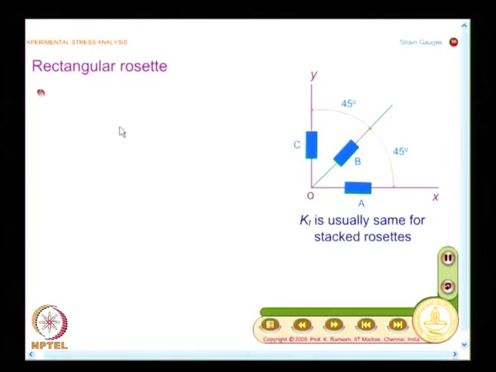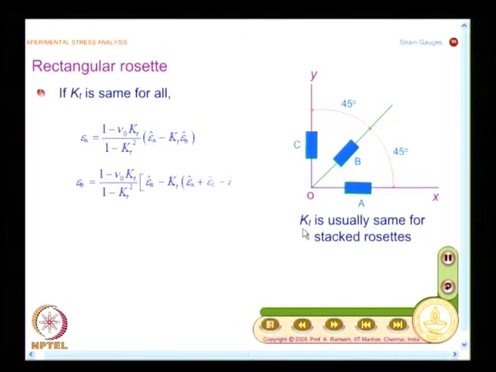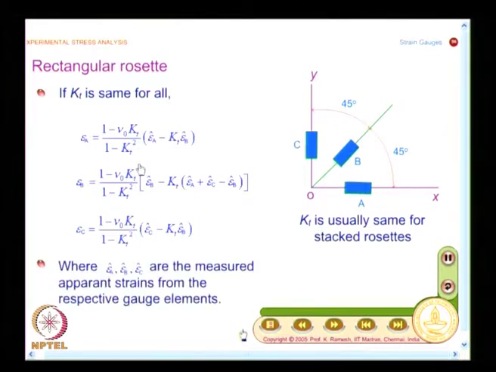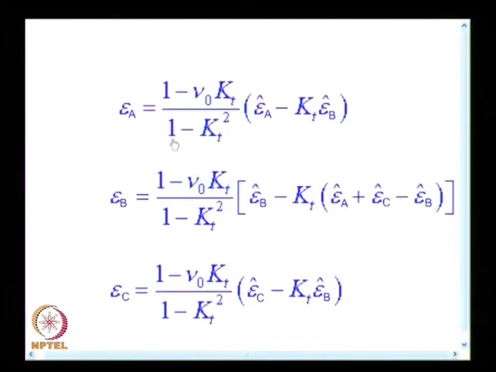Now, I have a rectangular rosette, and whatever expression I am going to give is arrived at with the assumption that kT is the same for all, and I have the expressions like this, and I will enlarge it and you can have a look at this. So, what I have here is epsilon A equal to 1 minus nu naught kT divided by 1 minus kT squared multiplied by epsilon A cap minus kT epsilon B cap. These derivations are not discussed here, but it is possible to arrive at these final set of expressions.